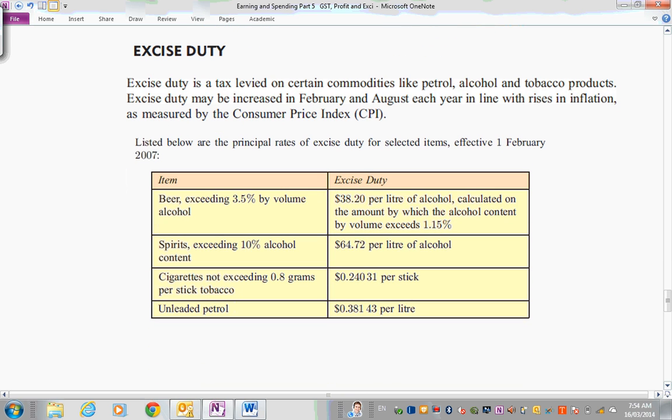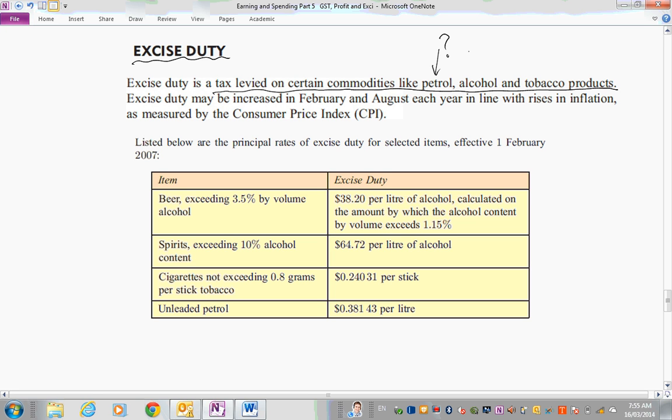All right, here's another tax. Oh, excise duty. Okay, this is a form of tax. It's a tax levied on certain commodities like petrol, alcohol and tobacco. This is always an argument, isn't it? Because petrol we all need for travel on public transport or in your own car or vehicle. And people question, why is there such a high tax on petrol? Because it's such an essential.